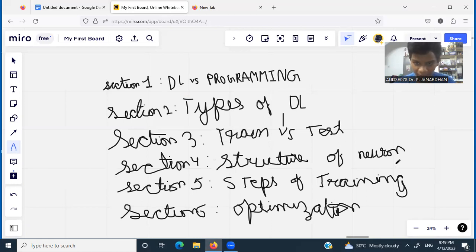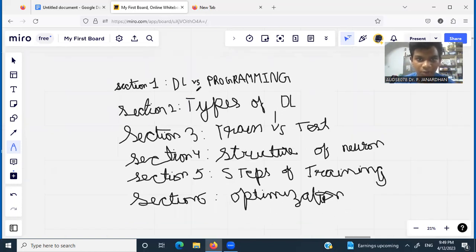And then we'll look at the structure of a neuron. What is a neuron? You might hear me say deep learning is the study of building neural networks, so that is a formal definition of deep learning. Before learning about deep neural networks in future videos, we'll first understand what a neuron is. After that, we'll learn about the steps of training, what happens in training, and finally the optimization algorithms that are used in deep neural networks. So good. First, let's start with deep learning versus programming.